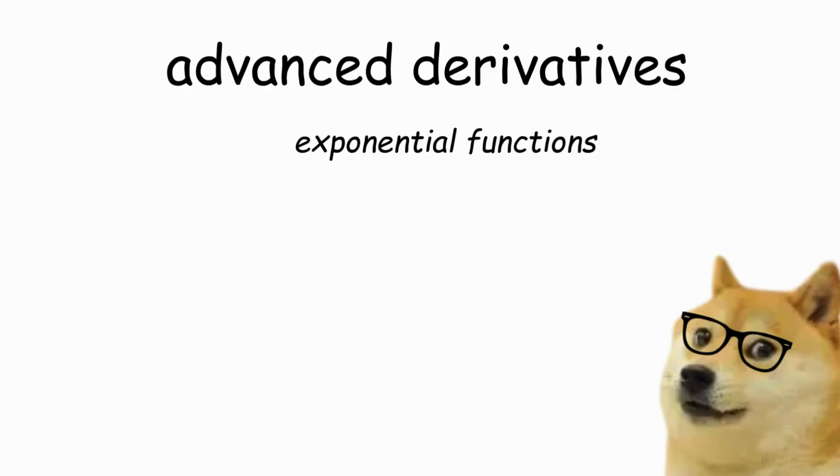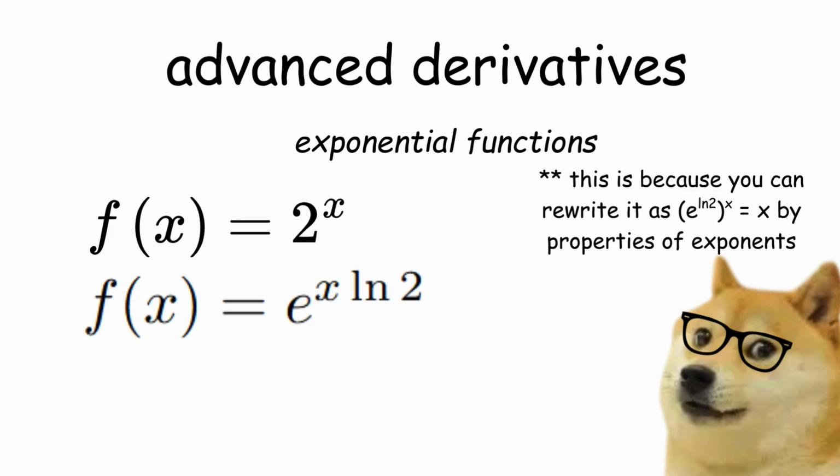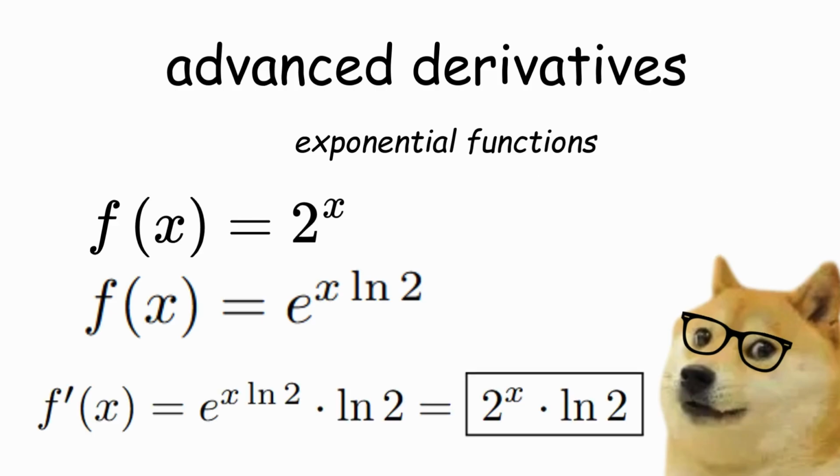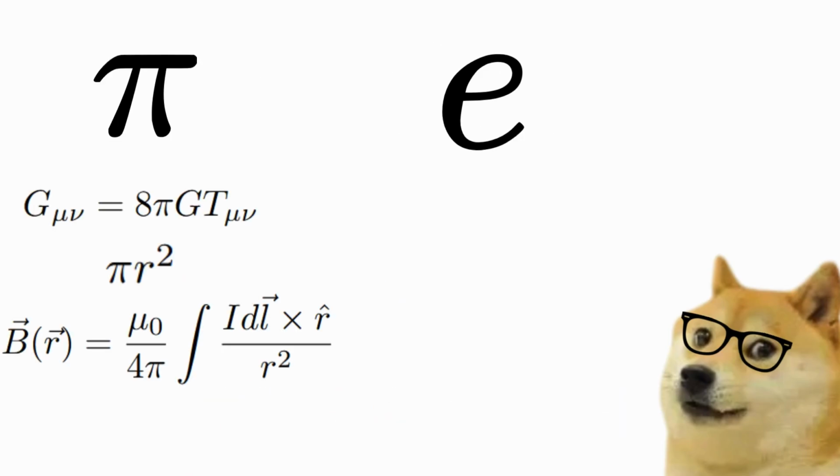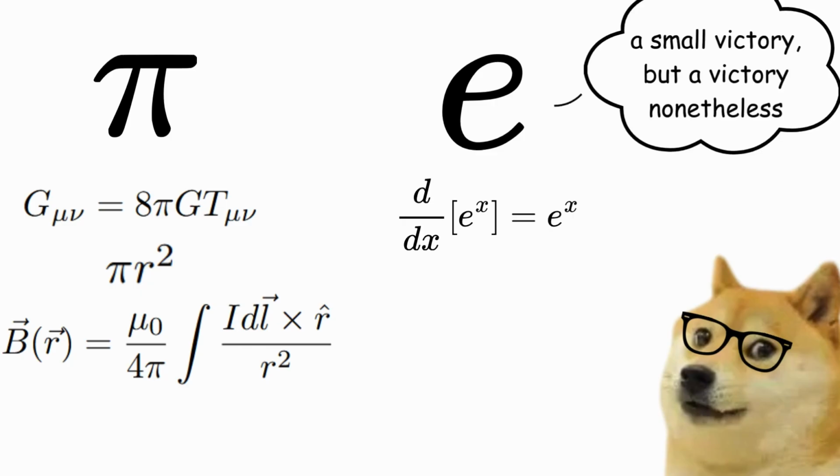But what if you want to find the derivative of something like 2 to the x? You can just replace the base with e to the natural log of the base to make the calculus easier. Then you can just use the chain rule and not have to worry about the weird base. That's why e and the natural log appear so often in science. Not because e has some deep physical significance like pi does, but because the calculus is so much easier.